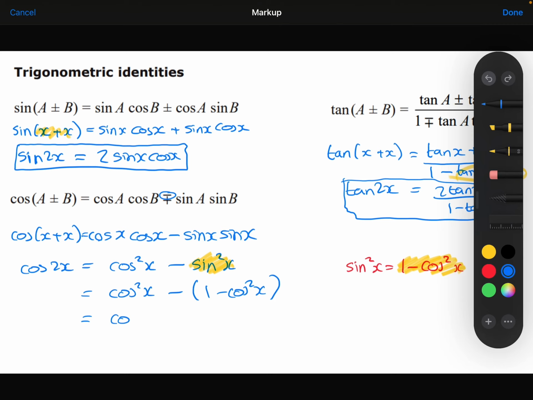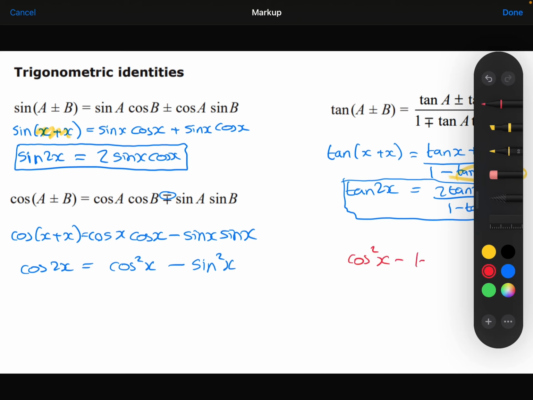Alternatively, instead of me changing the sine squared, I could have chosen to change the cos squared, because I know that cos squared x is the same thing as 1 minus sine squared x. So if I swap this for this, I get 1 minus sine squared x minus sine squared x, which is 1 minus 2 sine squared x. And that's the third of those double angle formulae.